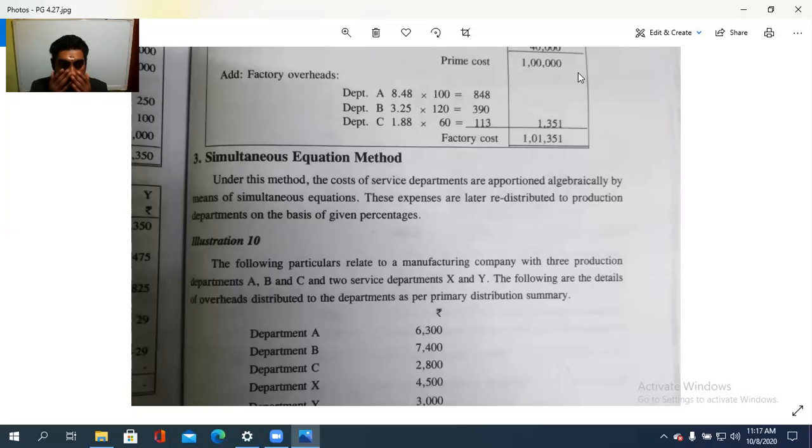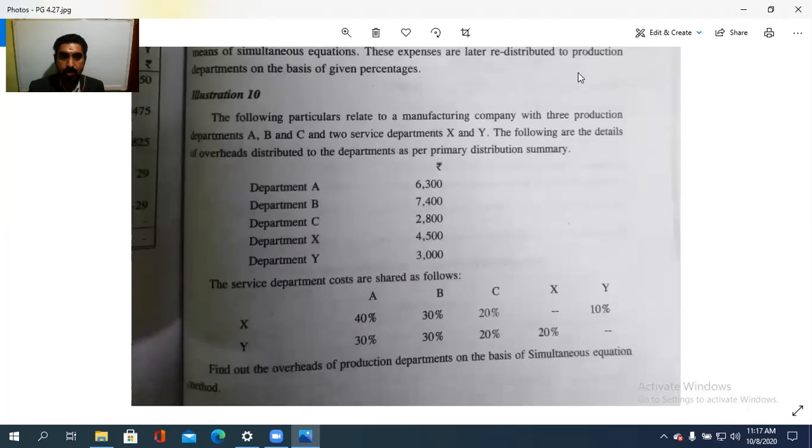That means a percentage will be given there, and the costs need to be later redistributed to the production departments. For example, we'll do one problem. The following particulars relate to a manufacturing company with 3 production departments A, B, C, and 2 service departments X and Y. The following are the details of overheads distributed to the departments as per the primary distribution summary: Department A 6,300, B 7,400, C 2,800, X 4,500, and Y 3,000.